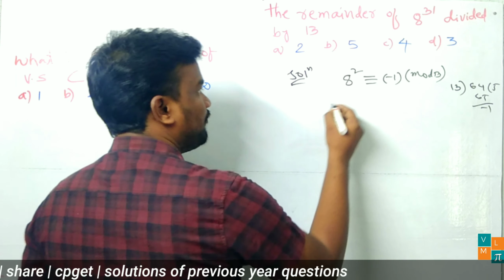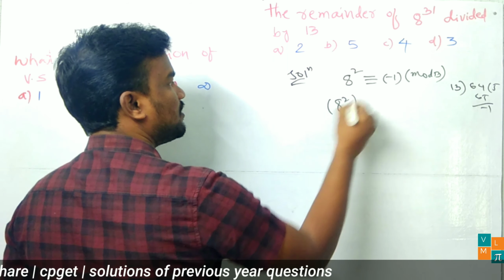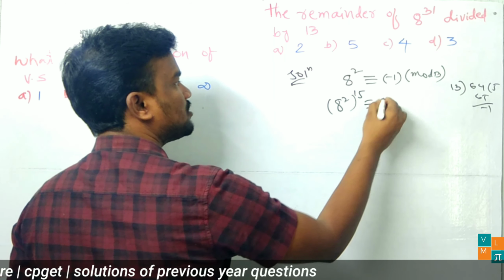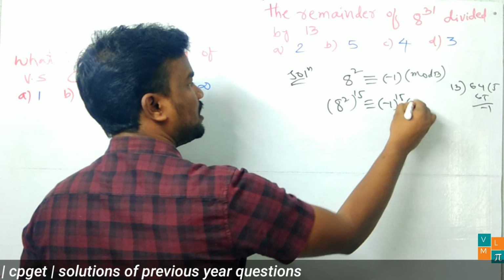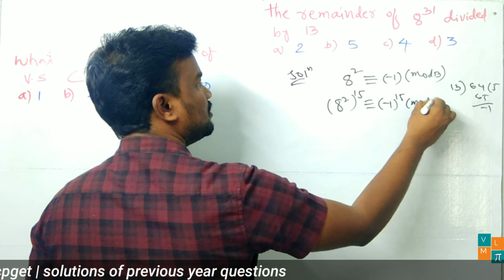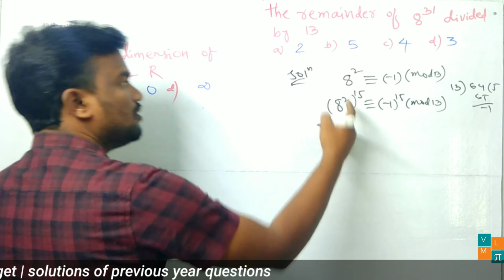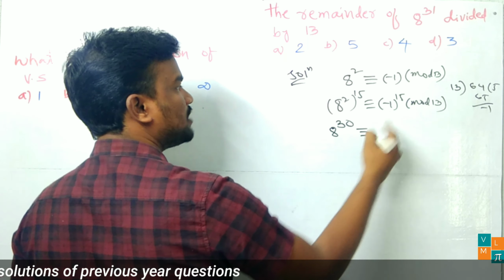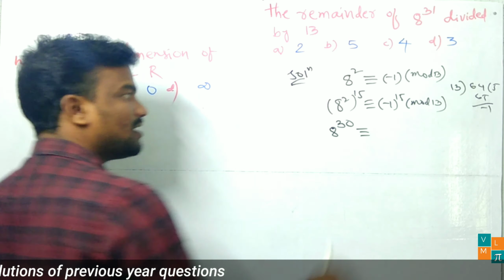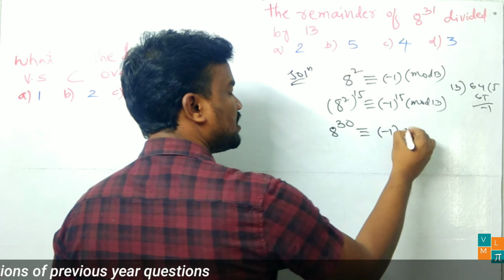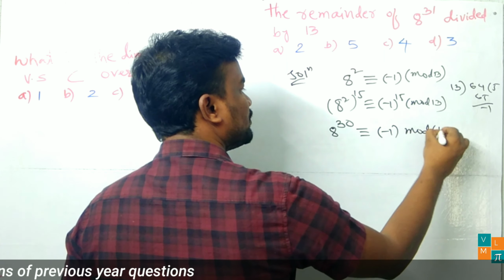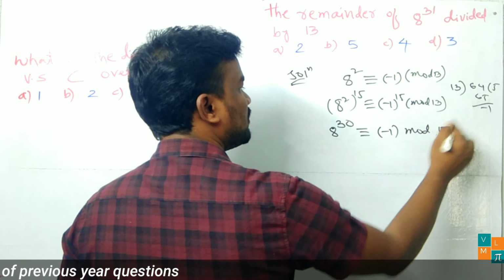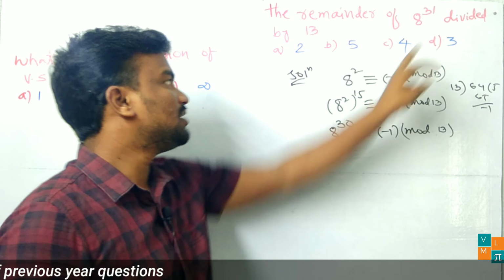If you take the power 15 on both sides, 8 to the power of 30 is congruent to minus 1 to the power of 15 modulo 13. 2 times 15 is 30. What we get here is 8 to the power of 30 congruent to minus 1 to the power of an odd number, again minus 1 modulo 13.